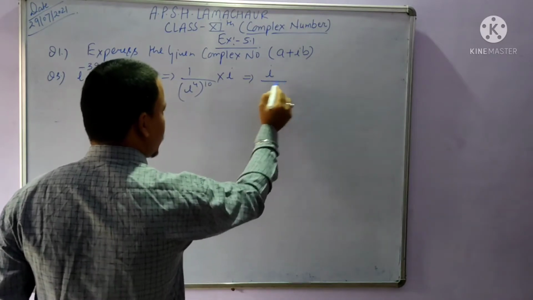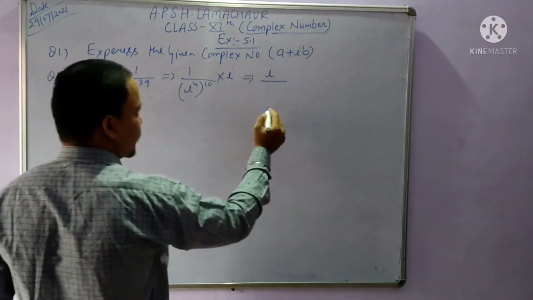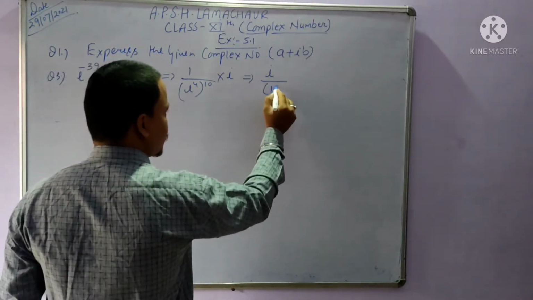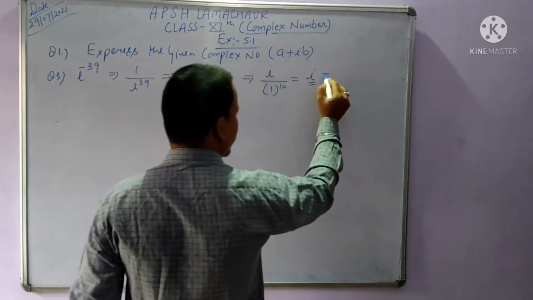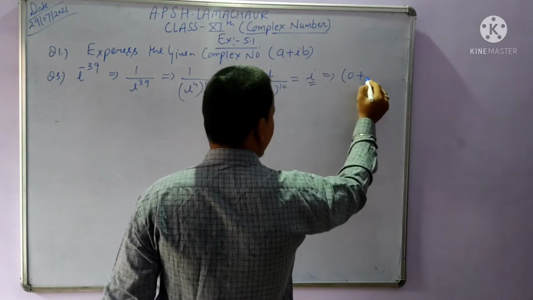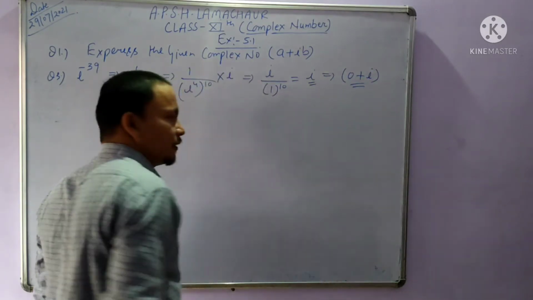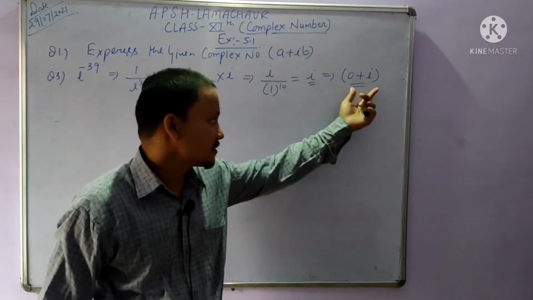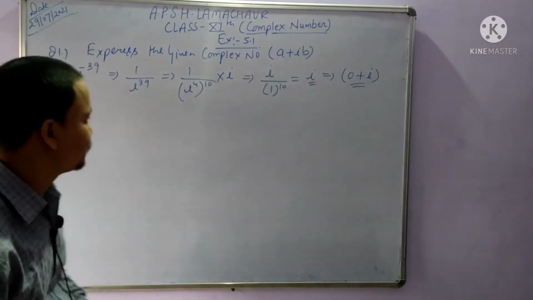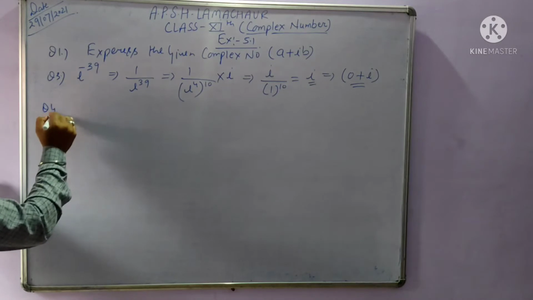iota into 1 upon iota raised to the power 4. We know that i raised to the power 4 is 1. So this will be 1 raised to the power 10, that is iota. So what format will it become? 0 plus i. Okay. 0 plus i means the real part is 0 and the coefficient of the imaginary part is obviously 1. Okay.